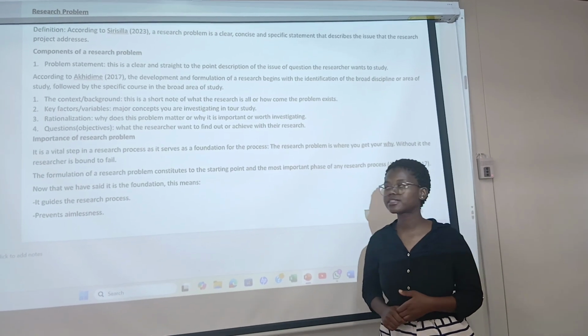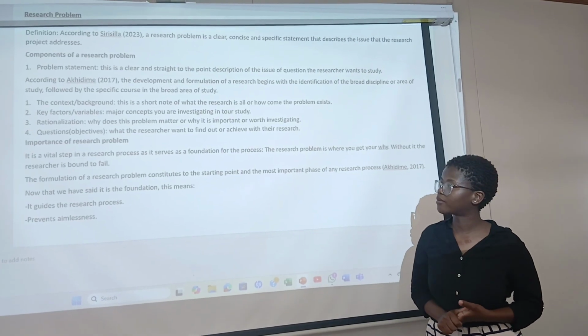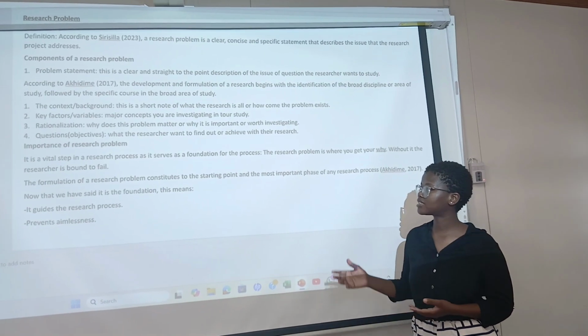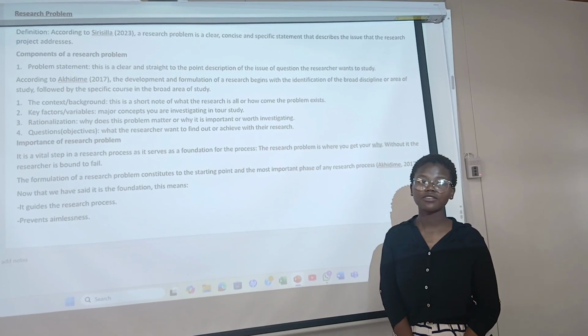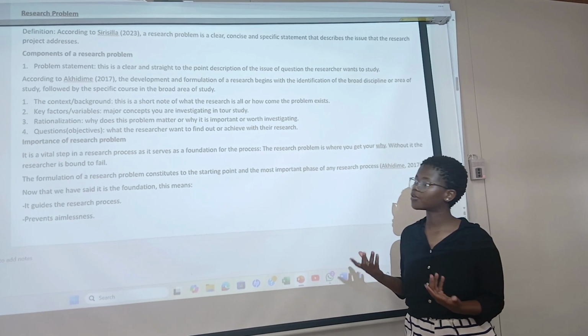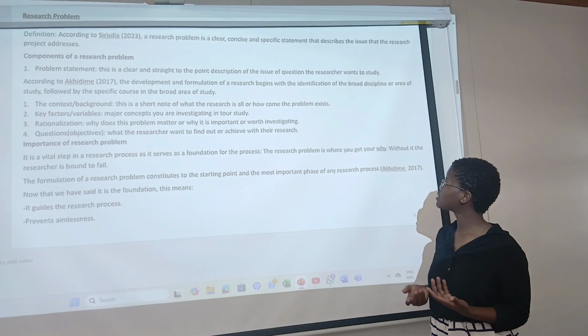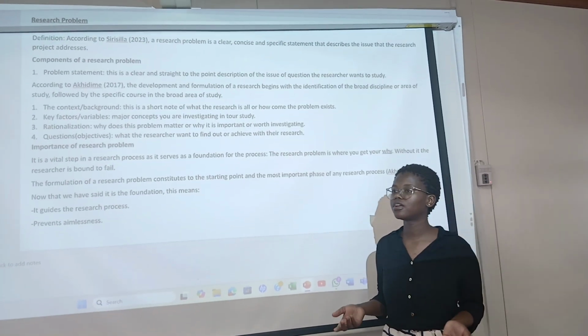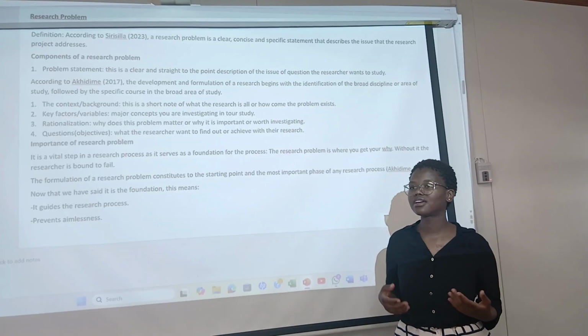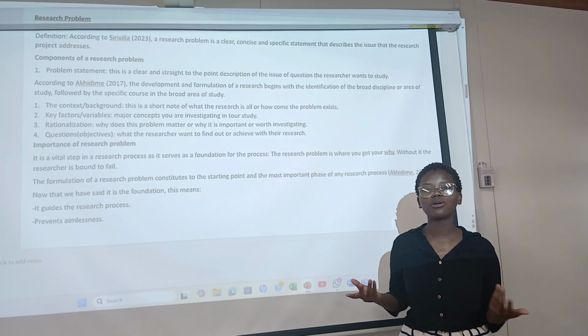Moving on to the importance of the research problem. The research problem is a vital step in a research process as it serves as a foundation for the process. This research problem is where you get your why. Without it, the research is bound to fail. So basically, without a research problem, the whole research is doomed.